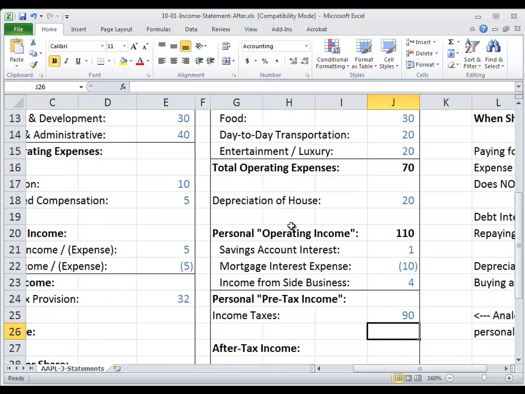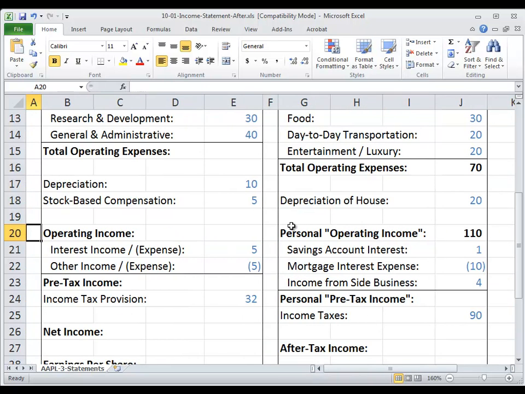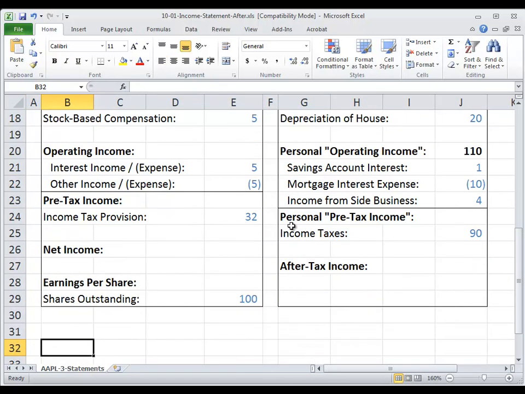So that gets us our personal operating income, roughly how much we're earning either as an individual or as a business from our business operations. Now once we have that, that gives us some important information, but we also may have some other sources of income or other sources of expenses here.